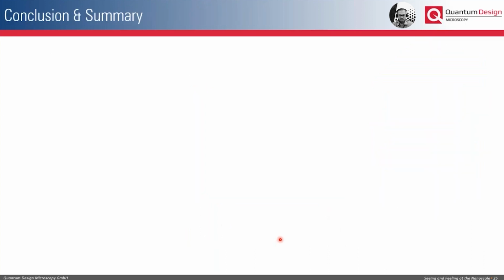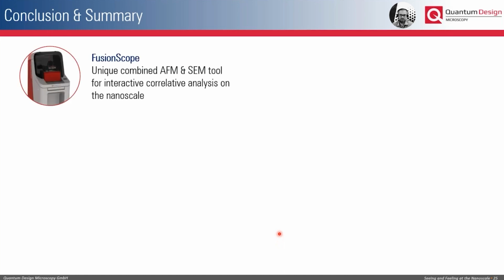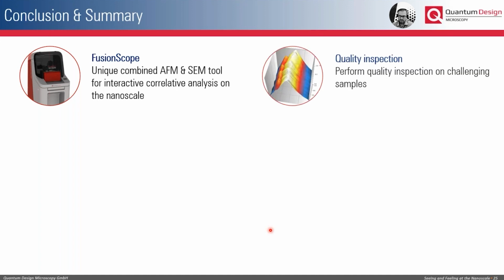This then brings me to the summary of the first part of this webinar. I hope I could show you that the FusionScope is really a unique system where we, for the first time, combined AFM and SEM in one single standing system, which then enables the user to do real, true, interactive correlative analysis on the nanoscale.